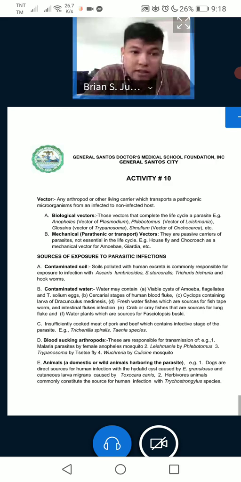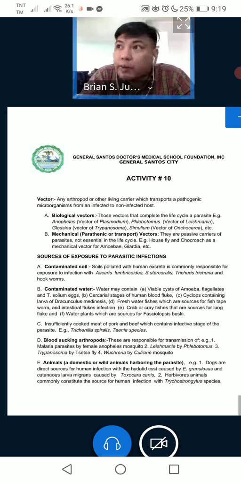The most common source of infection, class, is contaminated soil. Most of our parasites, we have nematodes, cestodes, are housed or lodged in soils. So soils polluted with human excreta, or human feces, infected with these parasites is commonly responsible for the exposure to infection with Ascaris lumbricoides, Strongyloides stercoralis, Trichuris trichiura, and hookworms. Those are the common ones. So these are intestinal parasites.